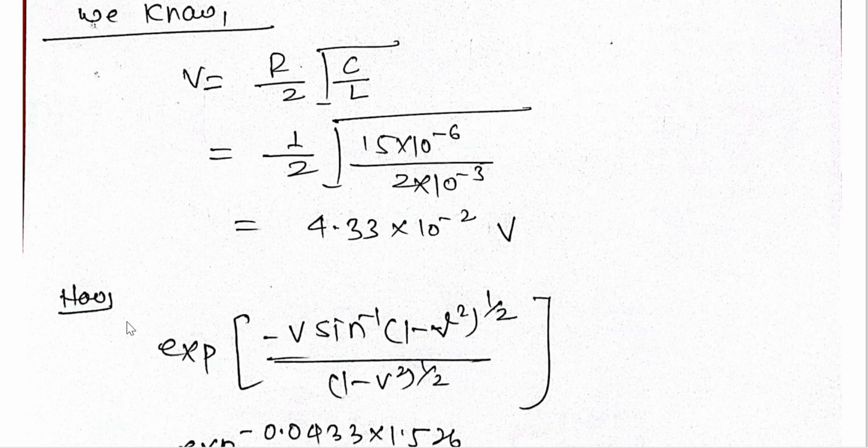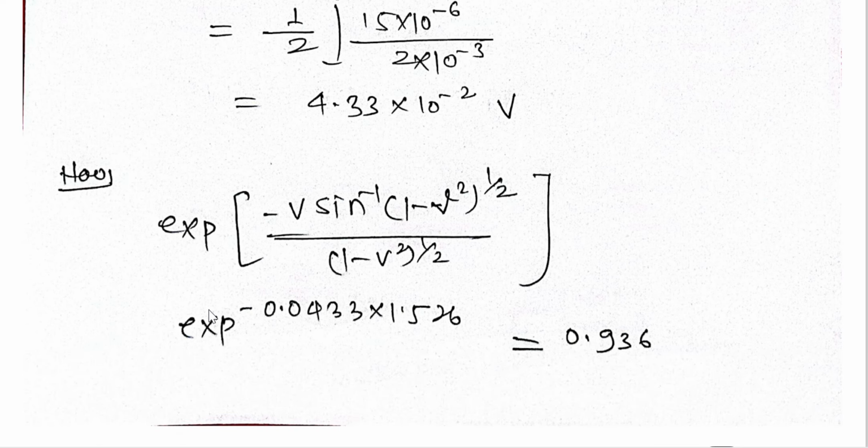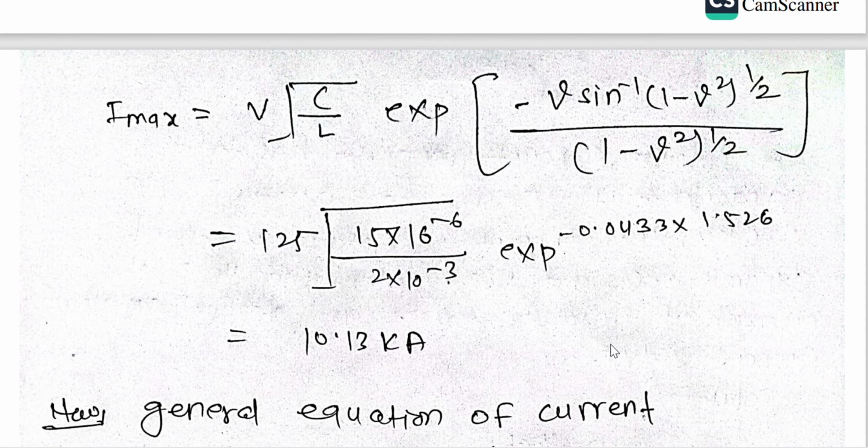we get the value of b as 4.33 into 10 to the power minus 2. Now find this exponential: minus b sine inverse, 1 minus b square whole to the power 1 by 2, 1 minus b square whole to the power 1 by 2, and put this in the calculator. This is the exponential power, and we can get 0.936.